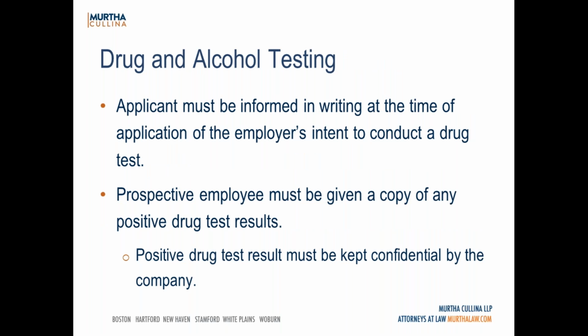So the drug and alcohol testing: an applicant must be informed in writing at the time of the application of the employer's intent to conduct a drug test. As a matter of fact, probably all of this should be on the application, the pre-employment medical testing, the pre-employment drug testing, because it's just the best practice to inform a person of what they're going to have to go through in order to get the job. So if there's a positive test, the prospective employee must be given a copy of the positive test results, but it must be kept confidential by the company.